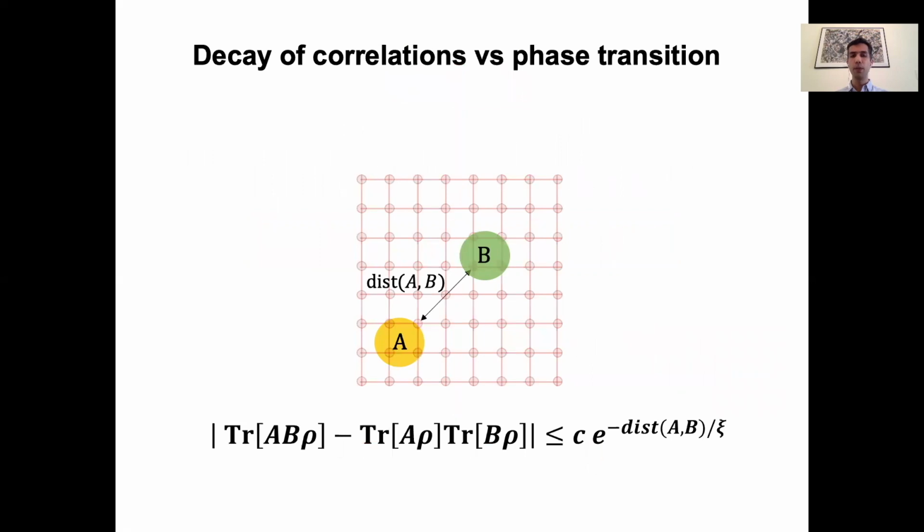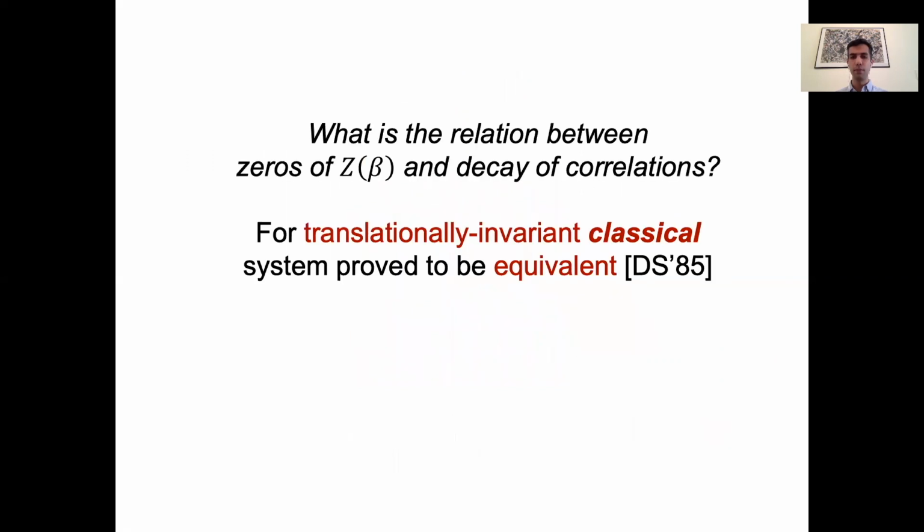As I said before, for temperatures above the phase transition point, the correlations between observables A and B, measured using this covariance form on the left-hand side, decay exponentially with their distance. The connection between this notion of phase transition and the zeros that I discussed before has been studied for translationally invariant classical systems by Dobrushin and Shlosman, who showed that these two notions are indeed equivalent to each other.